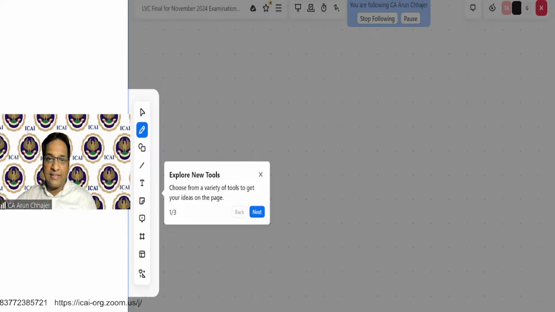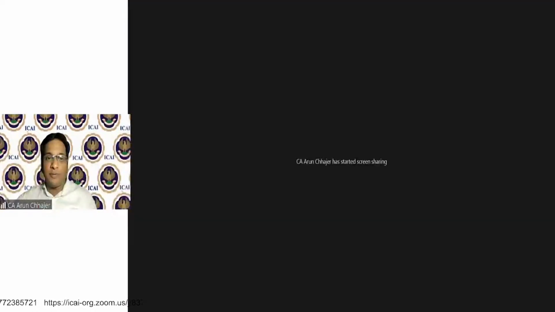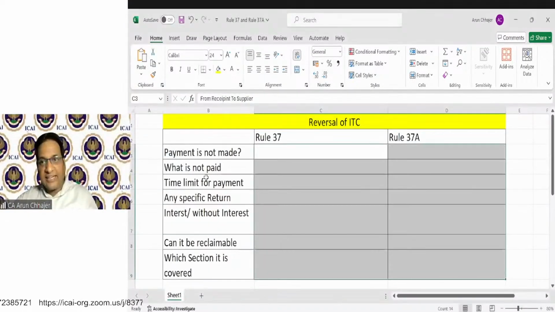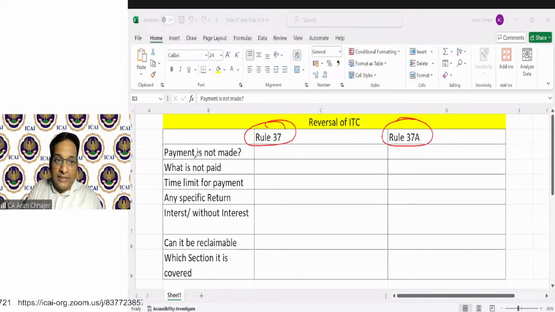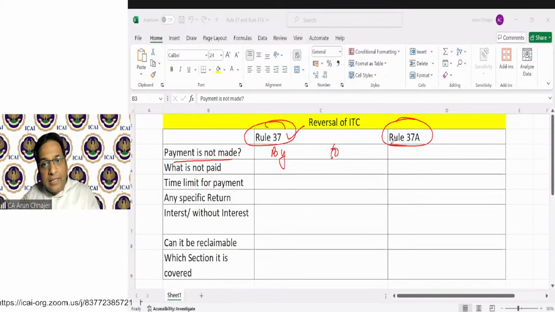I have prepared that Excel sheet for all of you. Let me share that Excel sheet. I hope it is visible. It will be uploaded in the ICAI login. But give me the answer. Rule 37 and Rule 37A I'm talking about. The payment is not made by which party to which party, then the ITC reversal will be applicable in Rule 37. Similarly, tell me in Rule 37A, which party has not made the payment to which party, then the reversal will apply under Rule 37A.